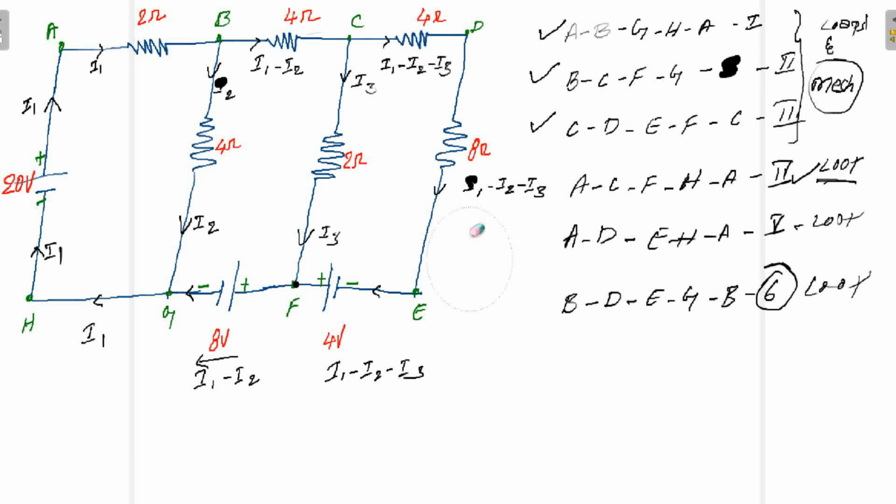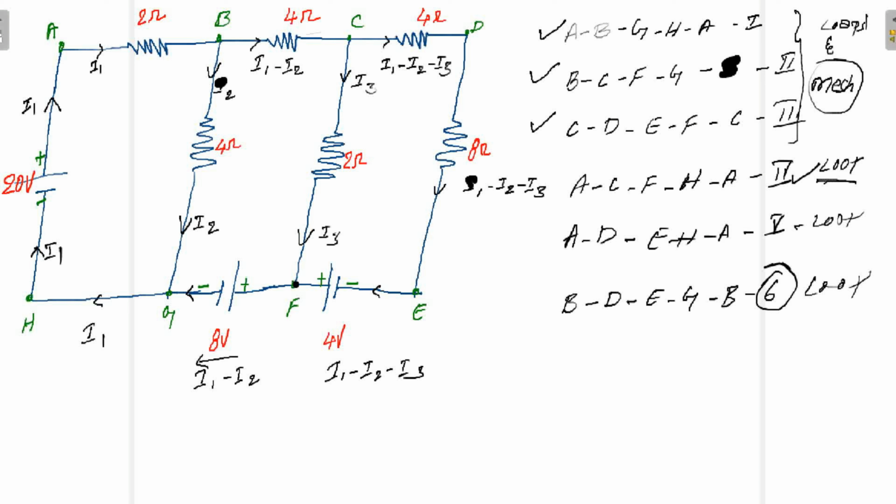Let us apply KVL, but is there any need to apply 6 KVLs? No need for 6 KVLs, because if I know the I1 value, I2 value and I3 value, then it is possible to find the current through this 8 ohms. So I need to go for only 3 meshes. But the selection depends on which loops you are selecting.